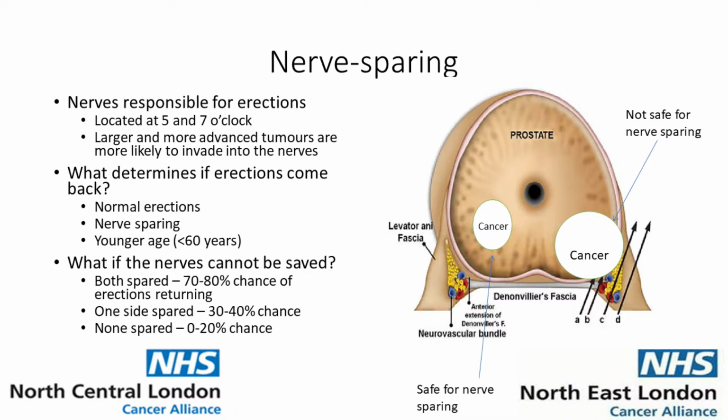In addition, younger men below the age of 60 years are more likely for their erections to return. If neither nerves can be saved, then there is only a 0 to 20% chance of getting erections using medication following the procedure. If one side is spared, the chance is around 30 to 40%, and if both are spared, the chance is around 70 to 80% with medication by around 18 months to 2 years.